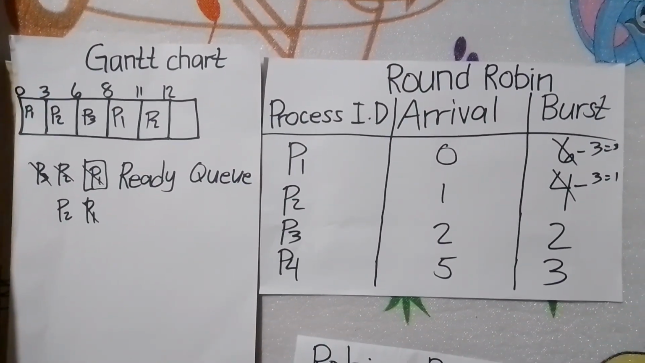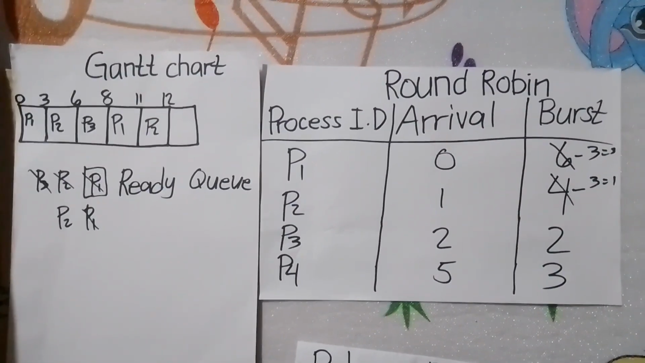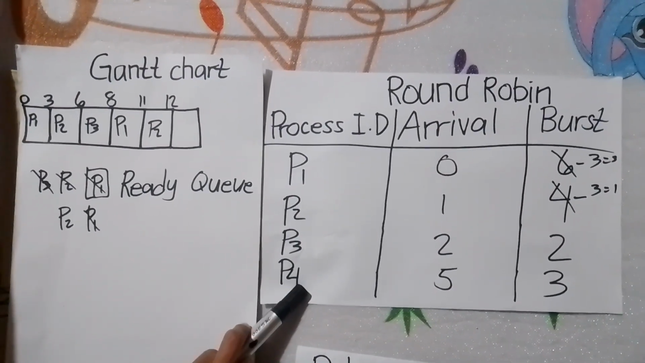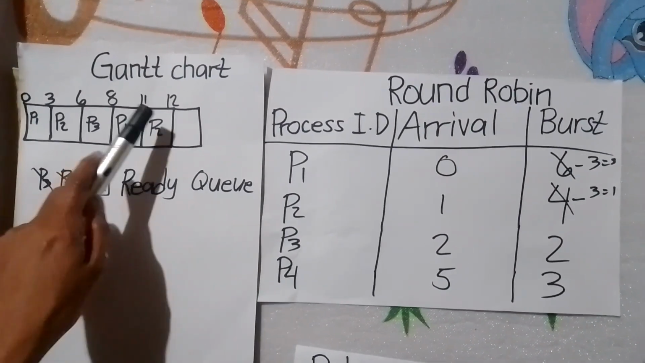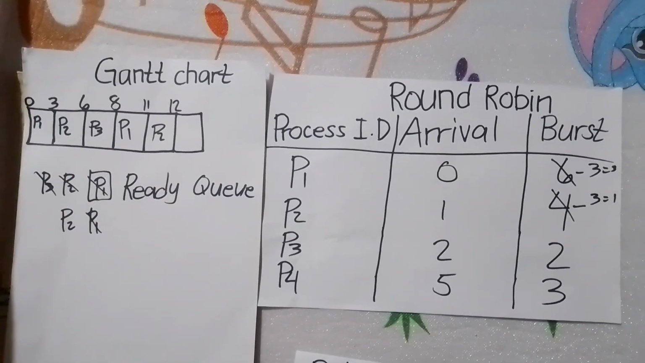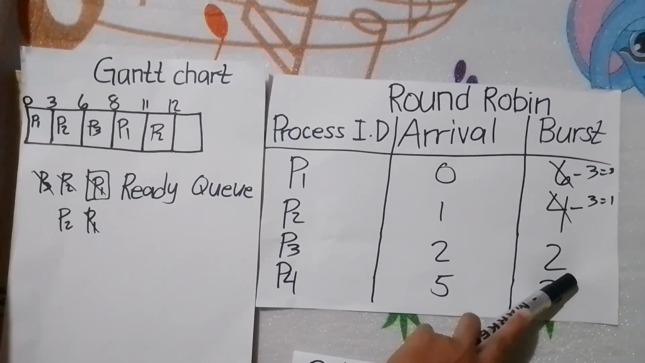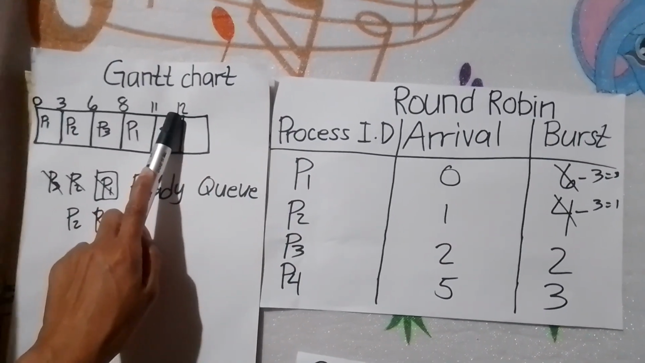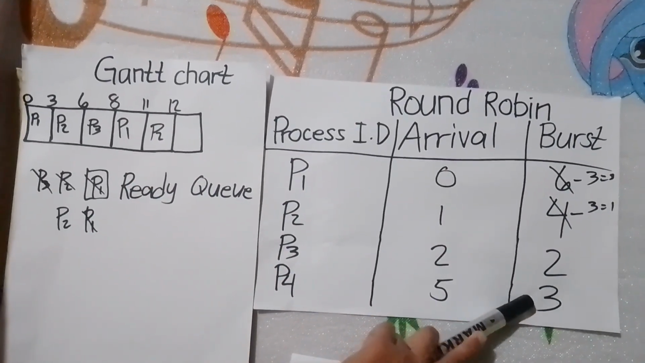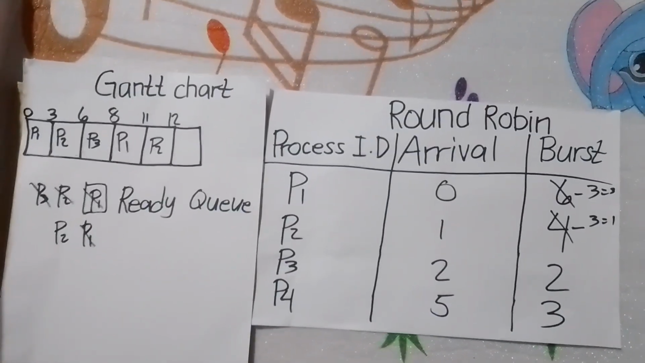The last to execute is P4 in the Gantt chart with a burst time of 3. So 12 plus 3 is equal to 15.